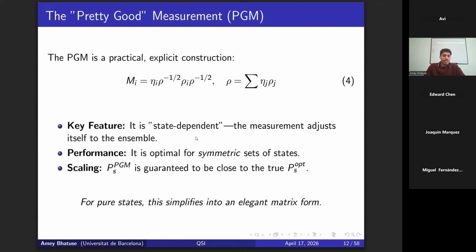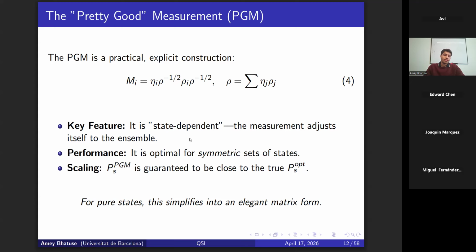Just like I said, this is state dependent because your measurement adjusts itself depending on the ensemble, because you can literally see the measurement operator depends on your set of quantum states itself. And so it is only optimal for symmetric sets of states. I haven't mentioned why exactly this is possible, because there are certain other conditions that it needs to satisfy. But the scaling is also guaranteed to be close to the true optimal success probability that you can have. That's why this is a more operational construction that is used in experiments.